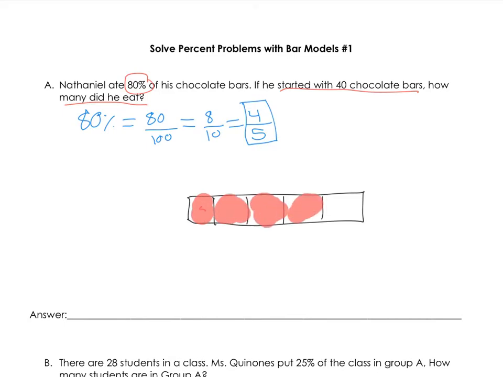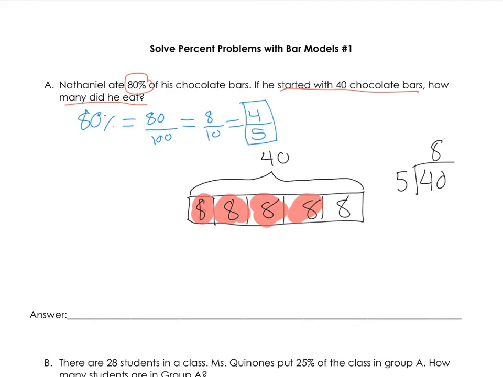We know that the whole 100% of the chocolate bars was 40. You can use this information to figure out what goes in each piece. So let's take our 40 and divide it by 5. 40 divided by 5 is 8, because 8 times 5 is 40. So we're going to have 8 chocolate bars in every piece.